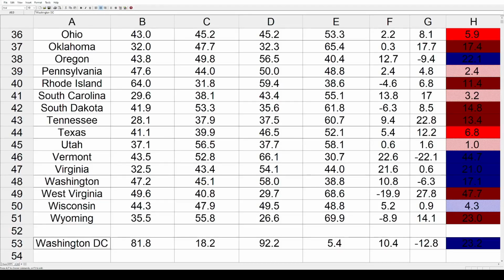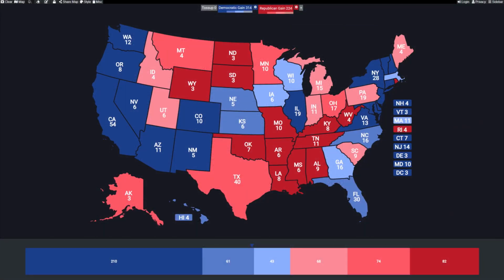So those are all the states, those are all of the shifts, and if you want to visualize this data, we can take it all and apply it to a map, and here it is. It's similar shading. The darkest colors, those are 10 or more point shifts. The lightest colors are going to be under 5 point shifts. There's none that are under 1 point, so we have 3 levels of shading.